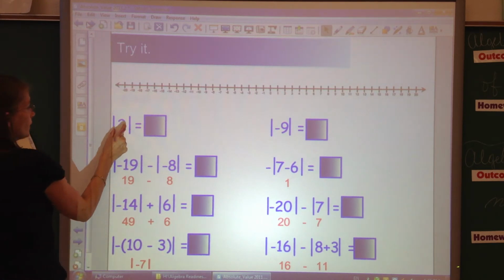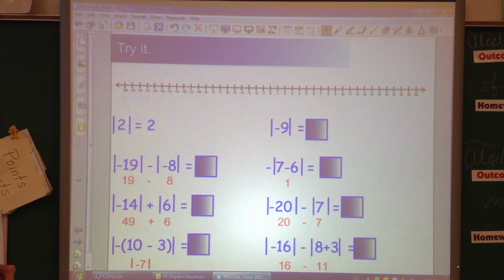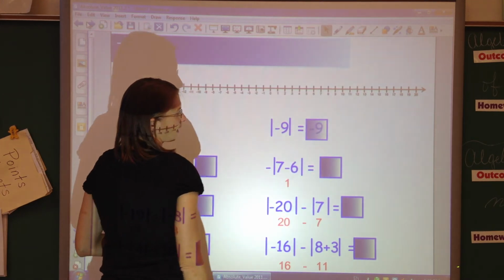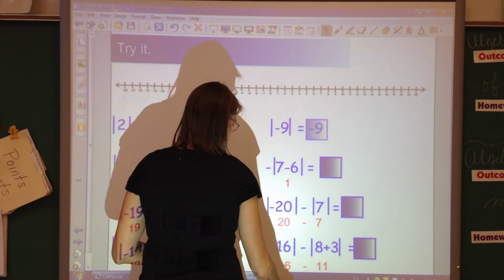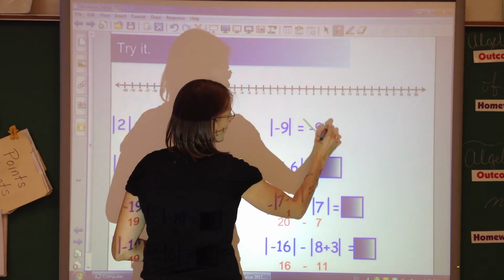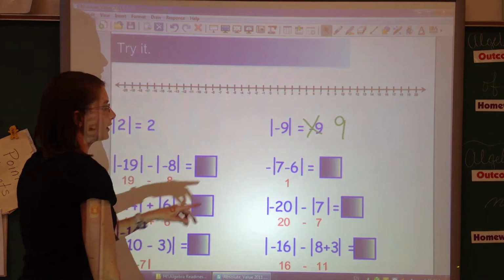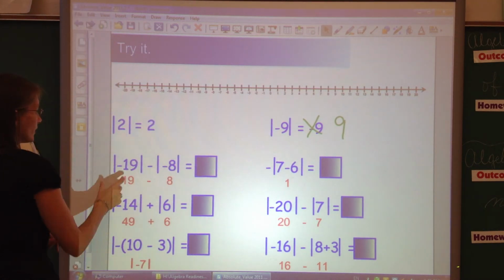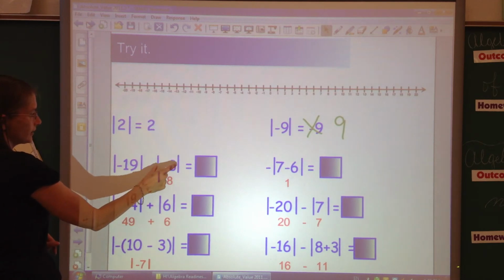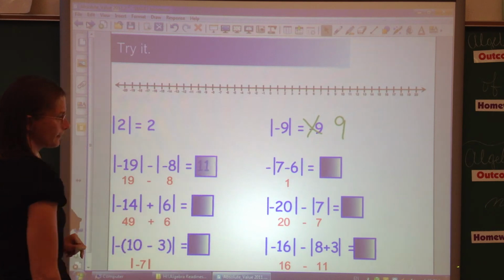So for the first one, positive 2 is 2 away from 0. Negative 9 is 9. Oh, that's the wrong answer. Sorry about that one, guys. It is not negative 9, it's positive 9. It's 9 hops away because the negative's on the inside. This one, the absolute value of negative 19 is 19, minus the absolute value of negative 8 is 8. 19 minus 8 is 11.